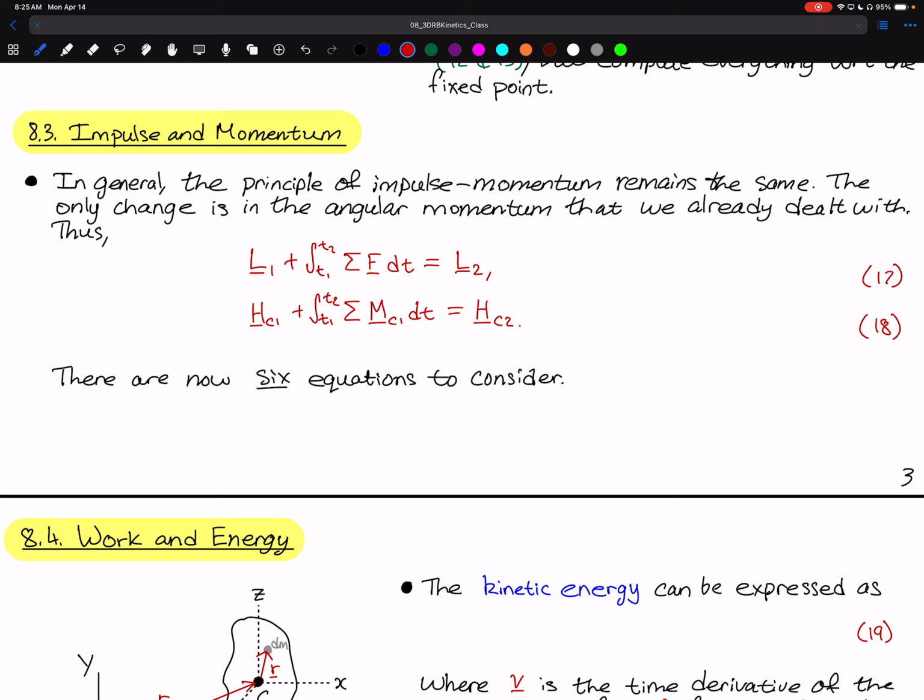And there are also 6 equations to deal with instead of 4. Or I think we had 3 before. We now have 6 equations to deal with. There's an additional linear momentum term in the third direction, and there are two additional angular equations, because we now have to deal with two additional directions.